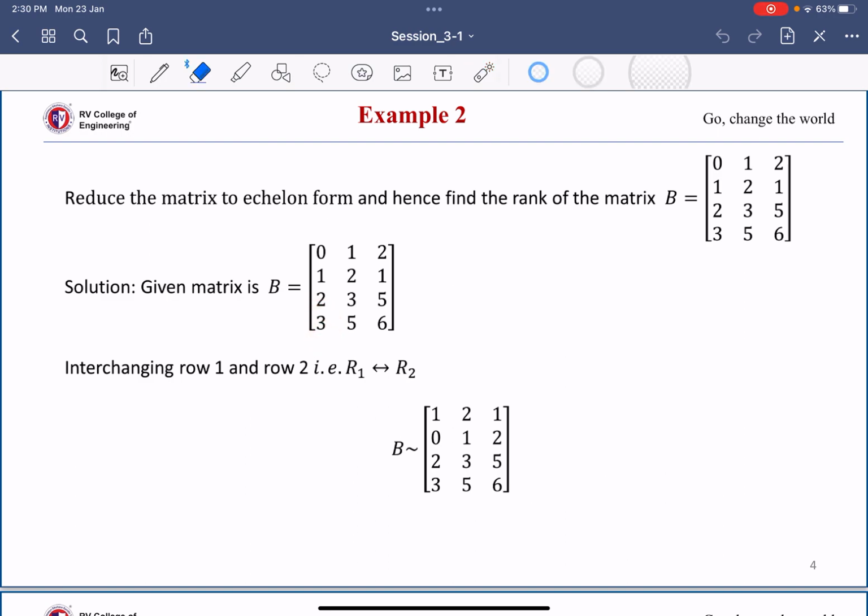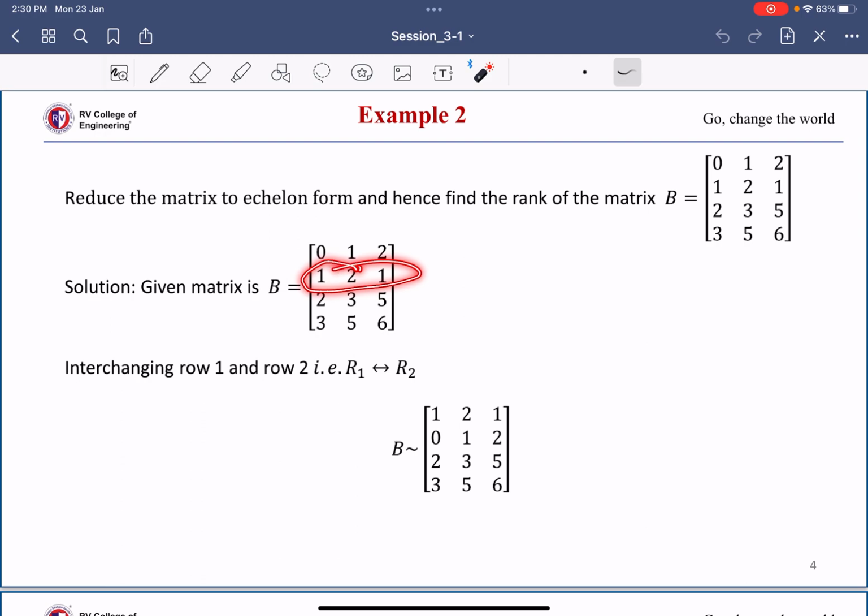So in the first row, you have a 0 before the leading entry. The number of zeros appearing before the leading entry must always be greater than that in the previous row. But here you have 1 zero before the leading entry in the first row, and there is no 0 before the leading entry in the second row, which violates the property of echelon form. So what we do is we interchange the first and the second row.